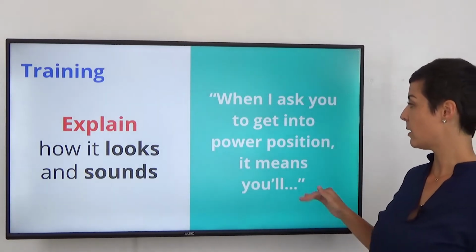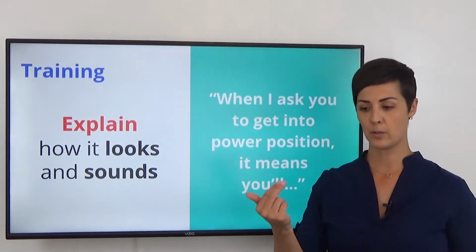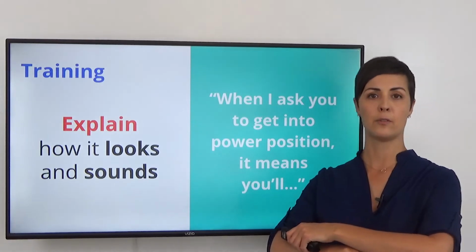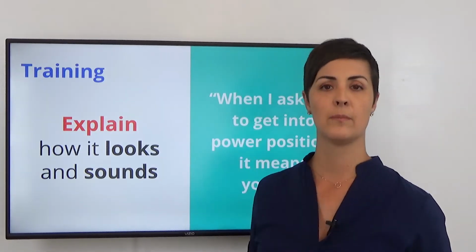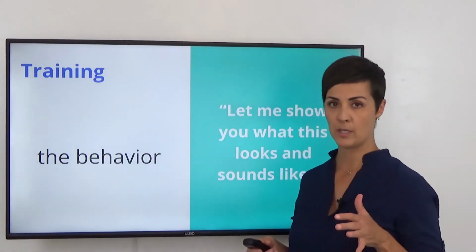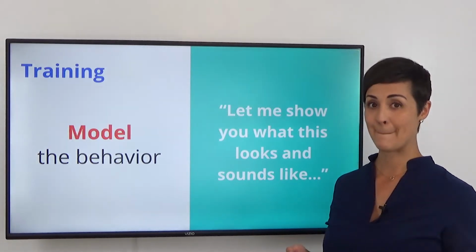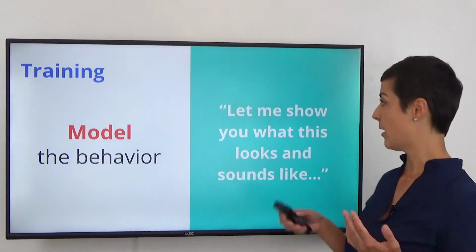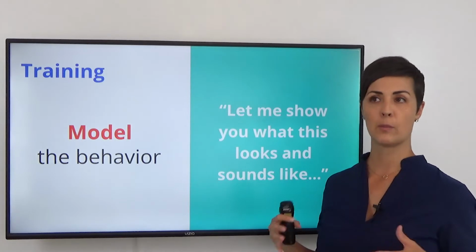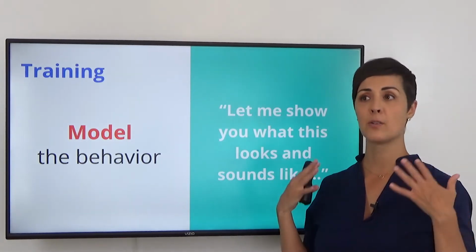When I ask you to get into power position, it means that you'll scoot your chair up, put your hands on top of desk, eyes on me, mouth closed. Okay, what was the M in TEMPO? The M stood for model the behavior, right? Let me show you what this looks like with my body. Let me show you what it sounds like with my mouth.